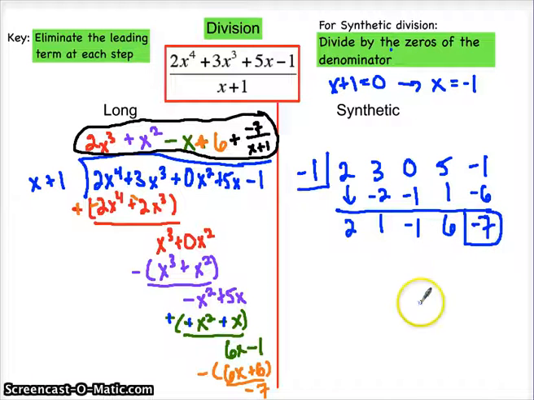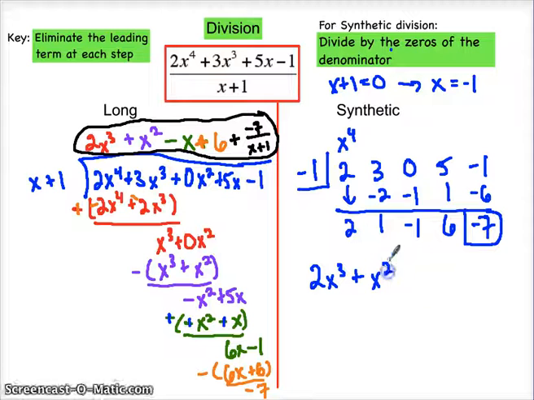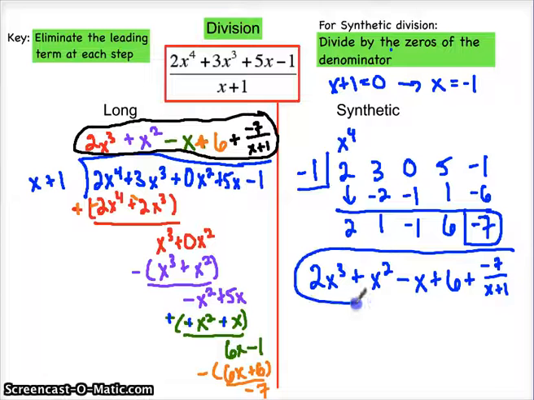Now all of these numbers have meaning. So we can rewrite and say, well, it used to be x to the 4th here. Now we've become 2x cubed, and all of our other variables also dropped. So after x cubed comes x squared. Then there was a minus 1x plus 6. And again, the number in the box is our remainder. So we're just going to write that as a fraction, still being divided by x plus 1. And that is our answer.